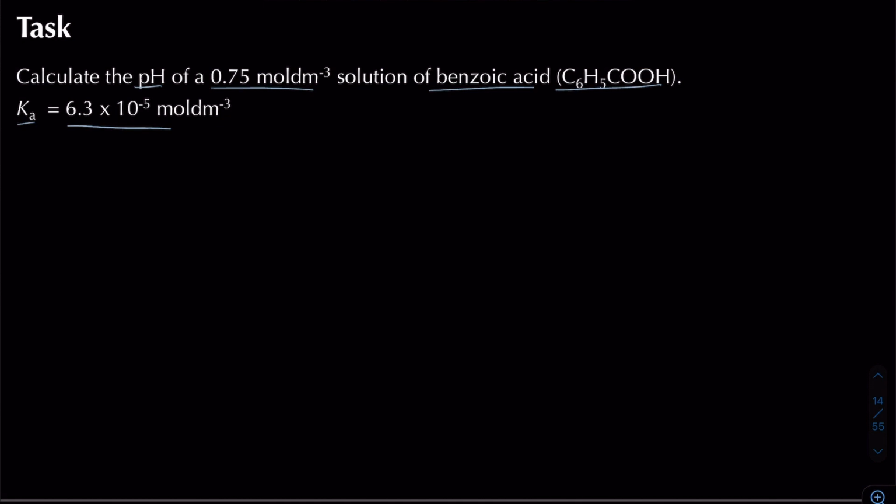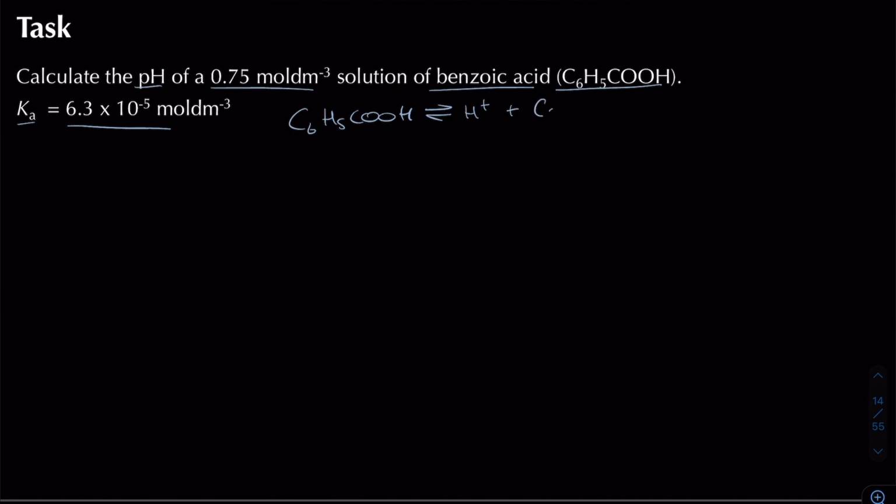So the first thing is I need the concentration of H+. I've got an organic acid here, which is usually going to be a very weak acid. Another hint that we've got a weak acid is that we've got a value for Ka itself. So in this case, I've got benzoic acid, which is C6H5COOH, and that's going to dissociate to form H+, and it's also going to form benzoate ions as well.